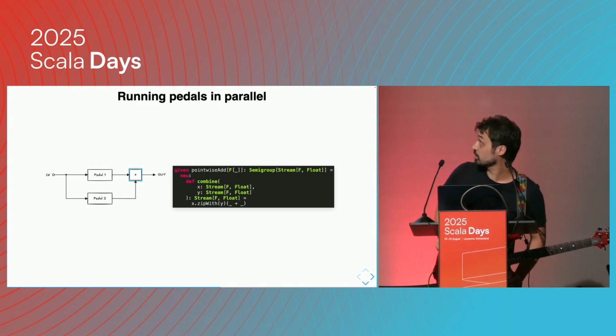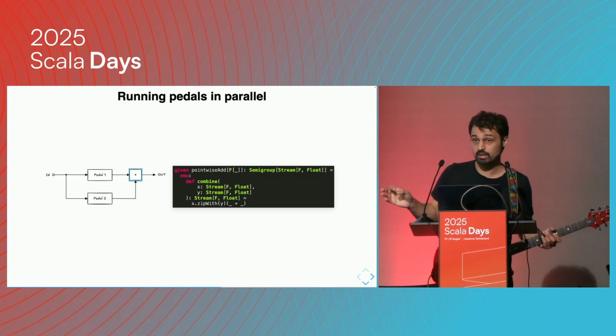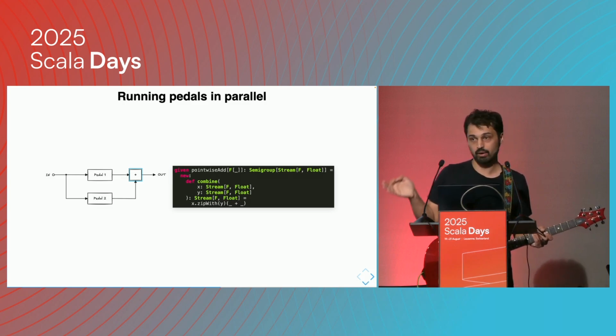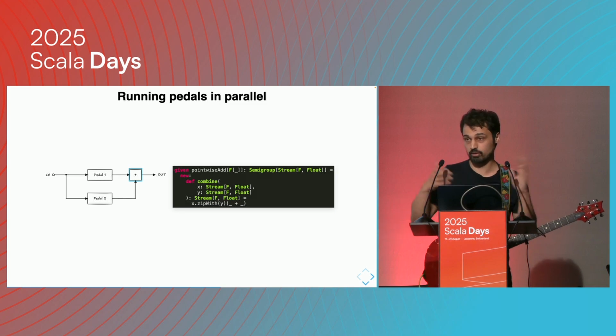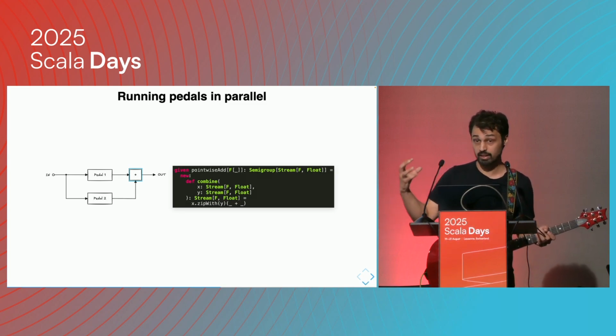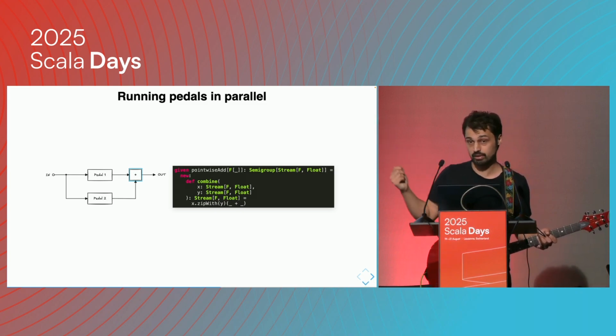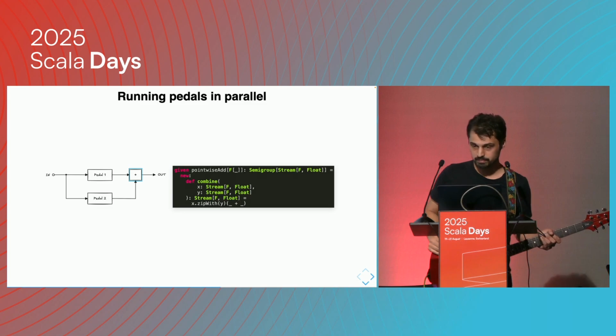So I've defined a semigroup on the streams of floats, which importantly is not the semigroup that comes out of the box in FS2, because that's about concatenation, but we don't care about that. When we combine streams together, we want to add them. So you can just define this semigroup that adds the streams together pointwise.